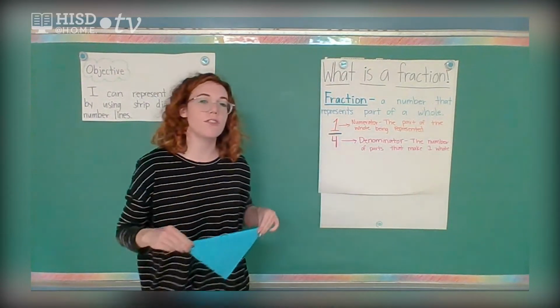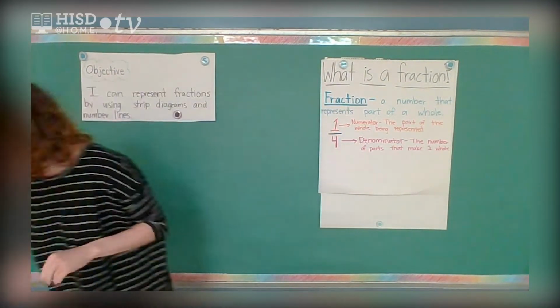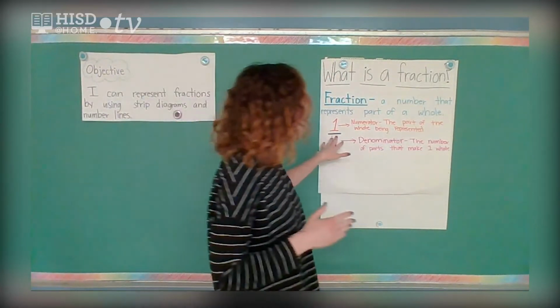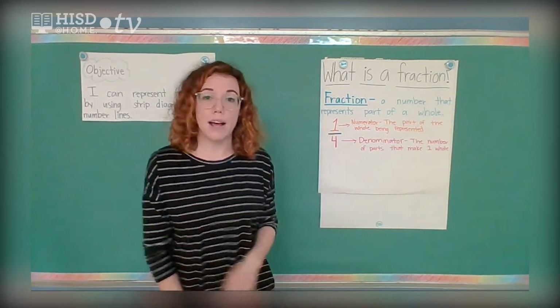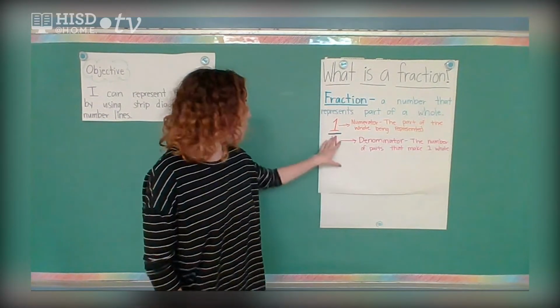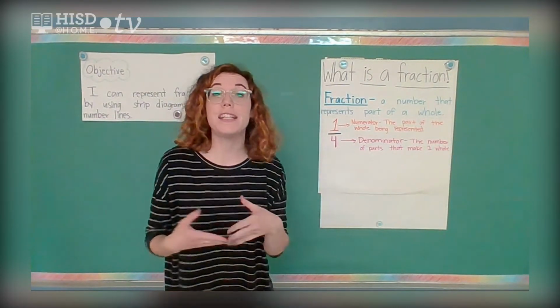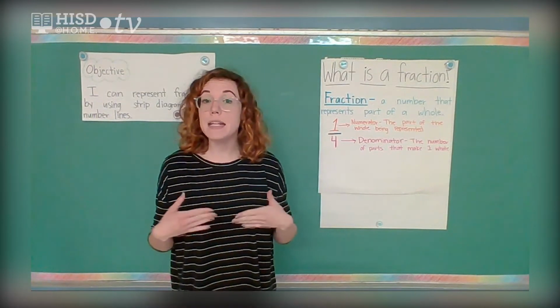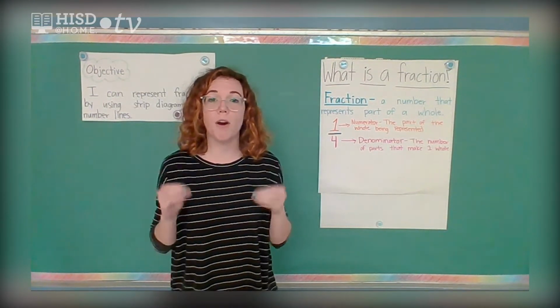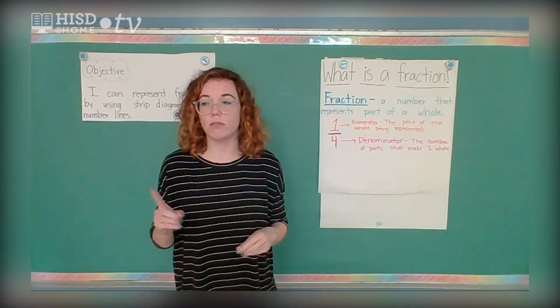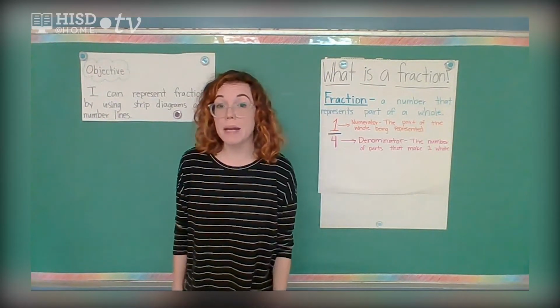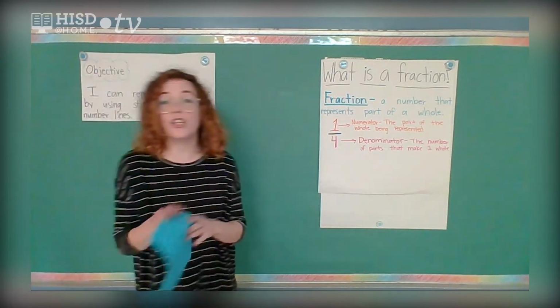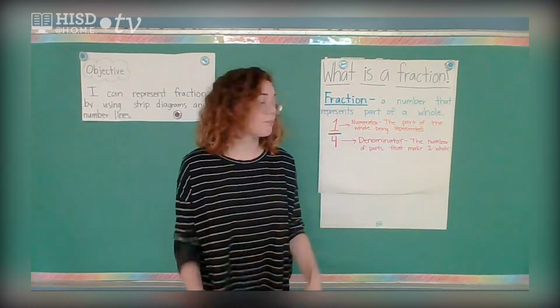So let's just go over the different parts of a fraction. We see this line with a number on top and a number on bottom. What does that all mean? Well, this bottom number is called our denominator. And the denominator represents how many parts there are that make one whole. So for this, it's 4 parts. If we were to look at our paper, it's 2 parts, 1, 2.